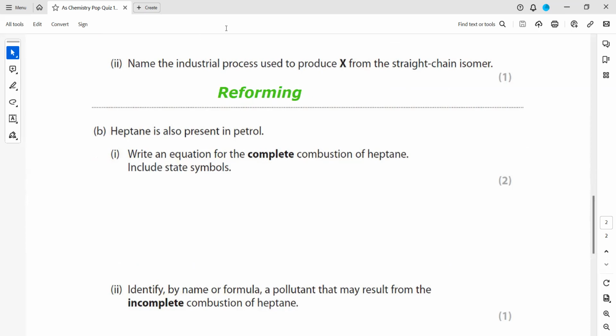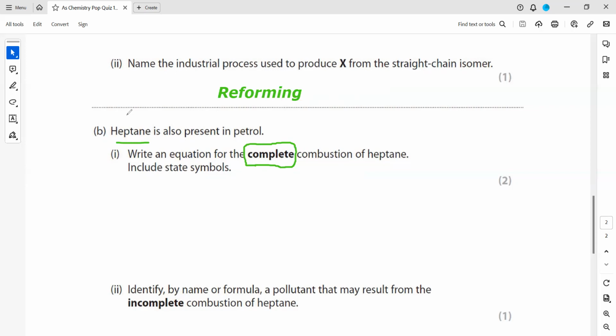Heptane is also present in petrol. Hept means 7 carbon atoms are there. Write an equation for a complete combustion. Complete combustion means it will give off carbon dioxide and water because it's a hydrocarbon. Combustion of the hydrocarbon, complete combustion, releases carbon dioxide and water. And incomplete combustion results in the formation of carbon monoxide or unburned carbon, or C, you can also pick.